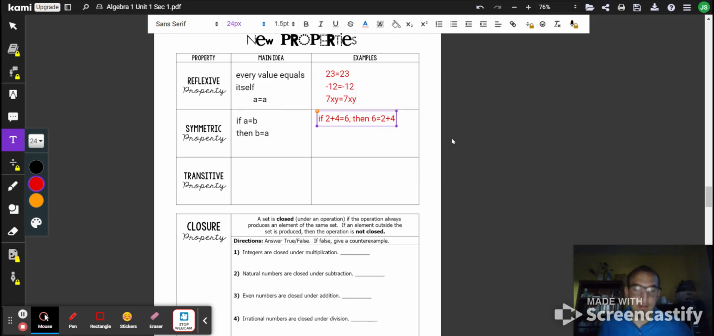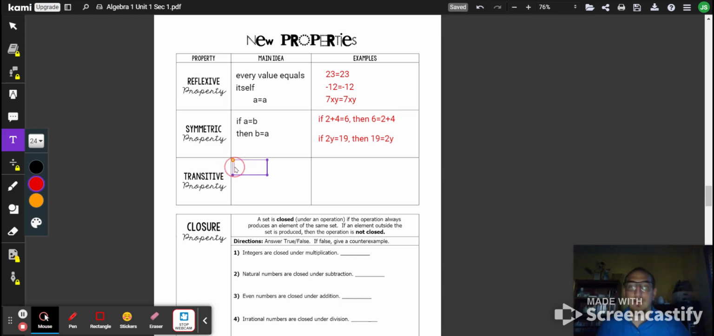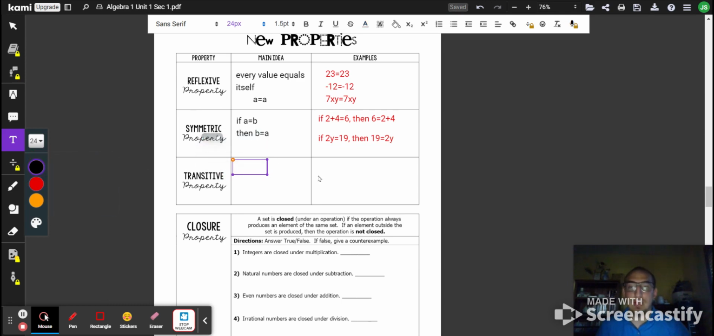Another example of this, I'm going to do with basic terms. If 2y equals 19, then 19 equals 2y. It's kind of redundant, but I think it's an important property to keep in your head. It's kind of the obvious one. And the last property of today is kind of a tough one to understand, but it comes in 2 parts, and it will make sense, okay?